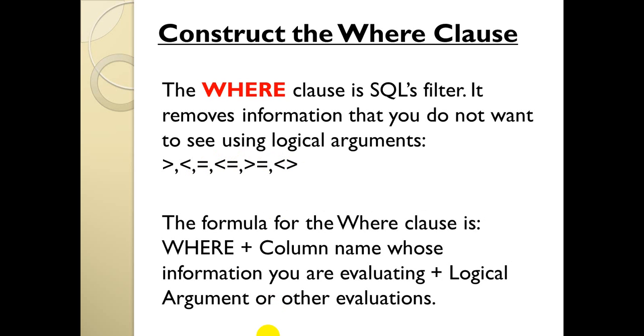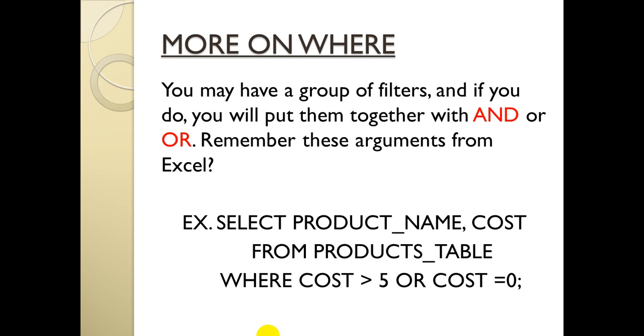The formula for the where clause is the following. You'll have the keyword where. Following the where, you will have the name of the column whose information you are evaluating. And then after the name of the column, you will have the logical argument or some other evaluation to round off that statement. Now, I know that sounds a little Greek, but I give you an example here to take a look at.